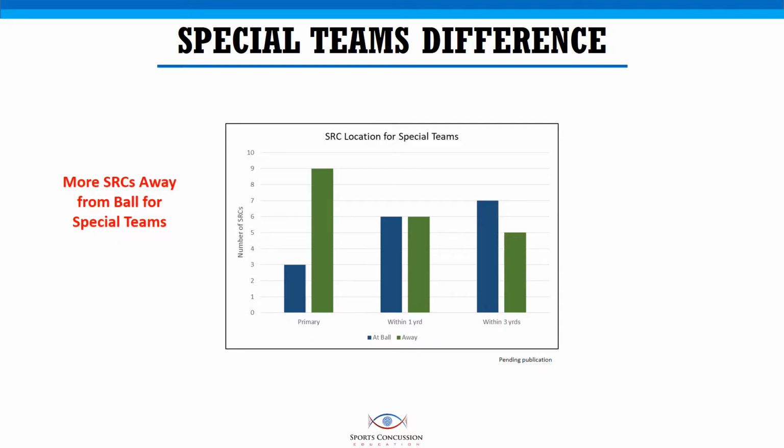There is a caveat. This same study found that special teams did not hold the same relative risk. Special teams play showed the opposite results, with more concussions occurring away from the ball than at the ball, with a 3 times increased risk. This, however, was not significant, but the conclusions remain that during special teams, the observer should expand their field of view and search the entire field for concussions.